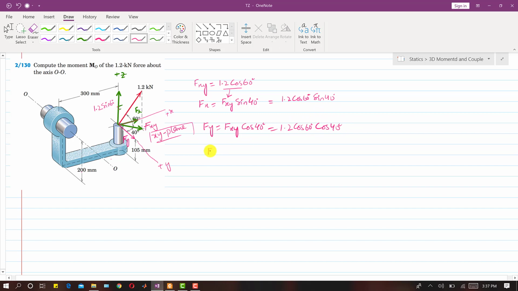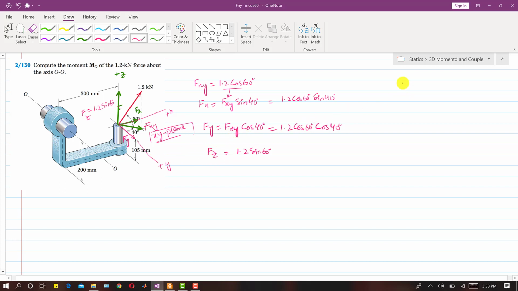And this is f of z, the component of this 1.2 kN force along z. So this is 1.2 sine of 60 degrees. So these are the three components of this force, right?